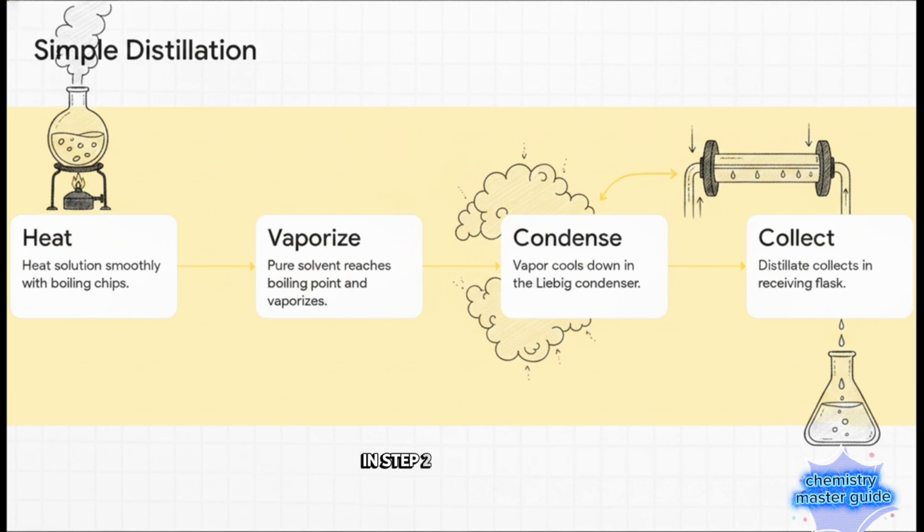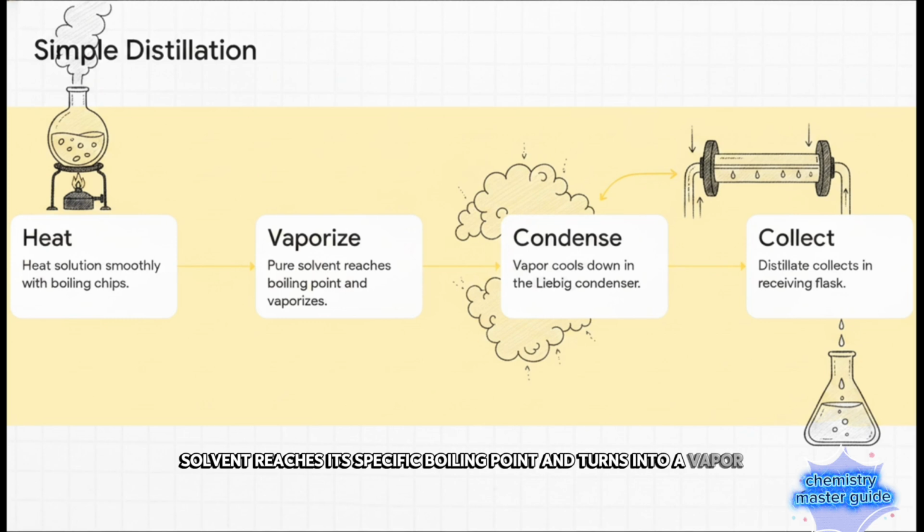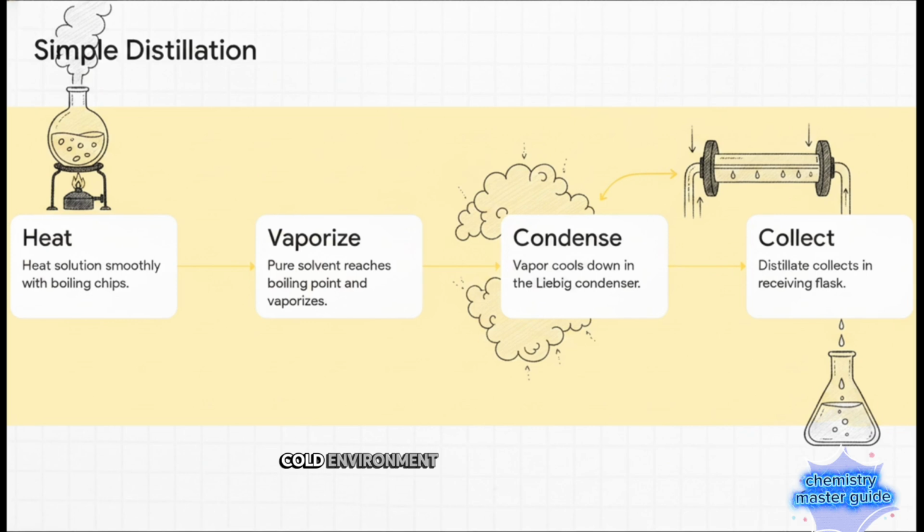In step 2, the pure liquid solvent reaches its specific boiling point and turns into a vapor. Step 3, that hot vapor travels into the freezing cold environment of the Liebig condenser. Because it hits that cold glass, it condenses right back into a liquid. Finally, in step 4, it drips down as pure distillate into a receiving flask at the very end. The dissolved solids, which have much higher boiling points, are left completely behind in the original heating flask.